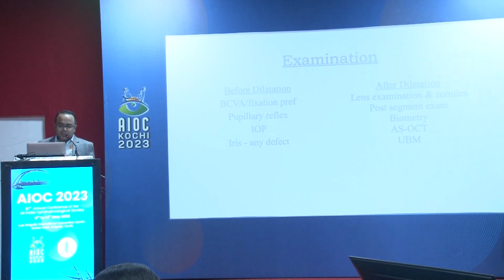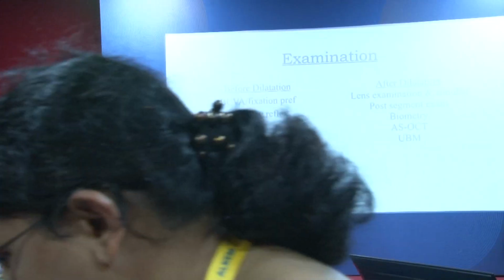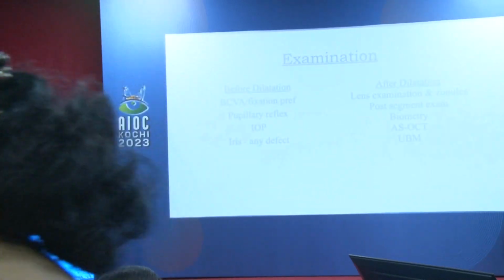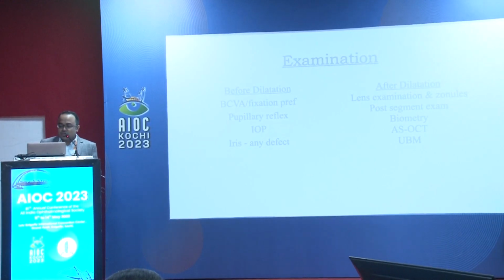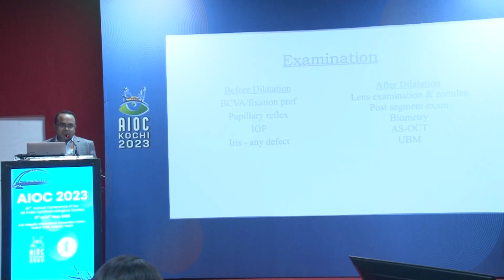Coming to the examination, before dilatation, you have to check the BCVA, fixation preference, pupillary reflex, IOP, and iris for any defect. Small metallic foreign bodies sometimes produce an iris defect, and through the zonules can lodge into the retina. So you have to be very careful for that. This is more so because most of us receive the patients after the optometrist has seen and dilated them. So you have to tell the optometrist, just let us see before dilatation, so that these fine points are not missed.